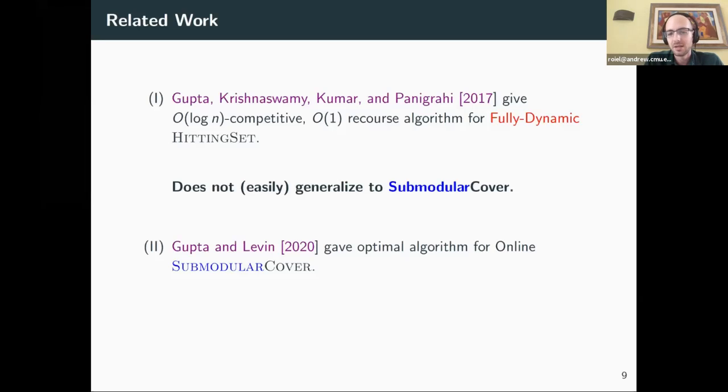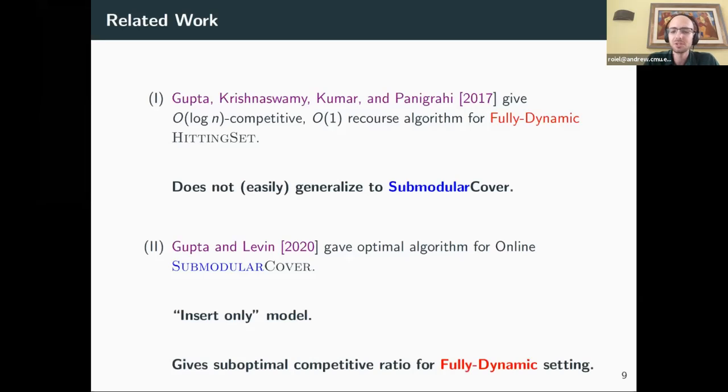Separately, Anupam and I, earlier this year at SODA, gave an optimal algorithm for the online variant of submodular cover, where one is not allowed any takebacks. So once you buy an element from the ground set, you're forced to keep it forever. However, this really only works in an insert-only variant of this problem, and fundamentally cannot work when functions can be deleted from the system. And unfortunately, because the requirement is so stringent that you not take back any decisions, this gives a suboptimal competitive ratio in the fully dynamic setting. In other words, you can do better if you're allowed some recourse.